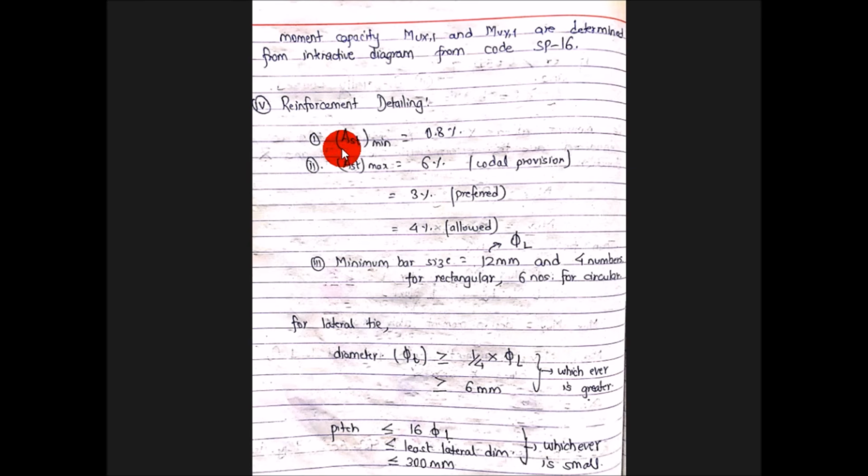Now the next step is reinforcement detailing. There are certain criteria. The minimum area of steel provided should be 0.8% of the gross area. The maximum area of steel provided should be 6%, 3% or 4% of the gross area according to codal provision. The preferred case is 3% and the allowed case is 4%. Minimum bar size for a column is 12 mm, and 4 bars for a rectangular column and 6 rebars for a circular column have to be provided.